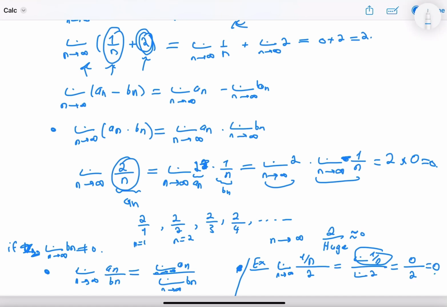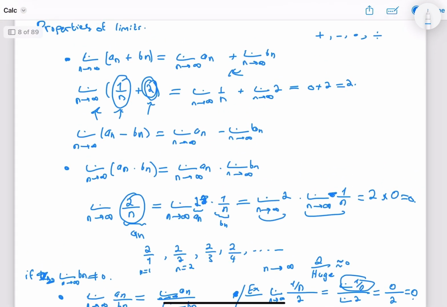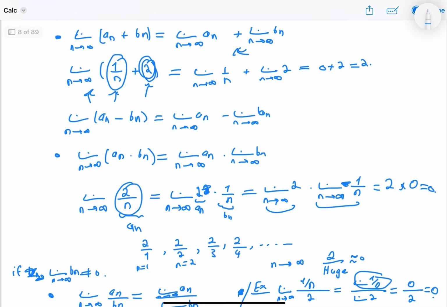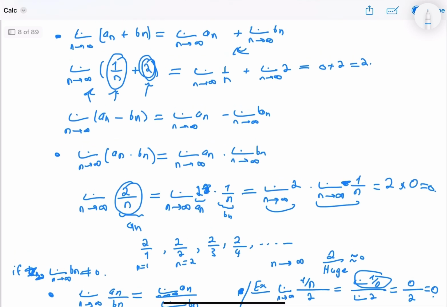So these are the properties of limits you would need to know when calculating limits of harder or more complicated sequences, right? So these are the properties, and how do you remember these? You just remember that the limit respects the usual arithmetic operations.